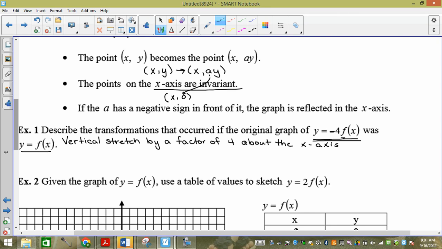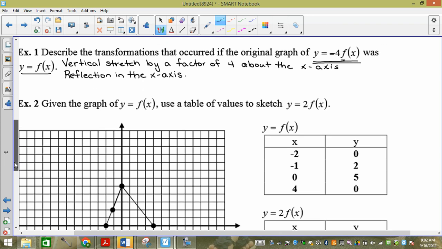There's a vertical stretch by a factor of 4 about the x-axis, and then we have a reflection in the x-axis. It's always about the opposite axis of what you think. So verticals are always with the x-axis, horizontals are always with the y.